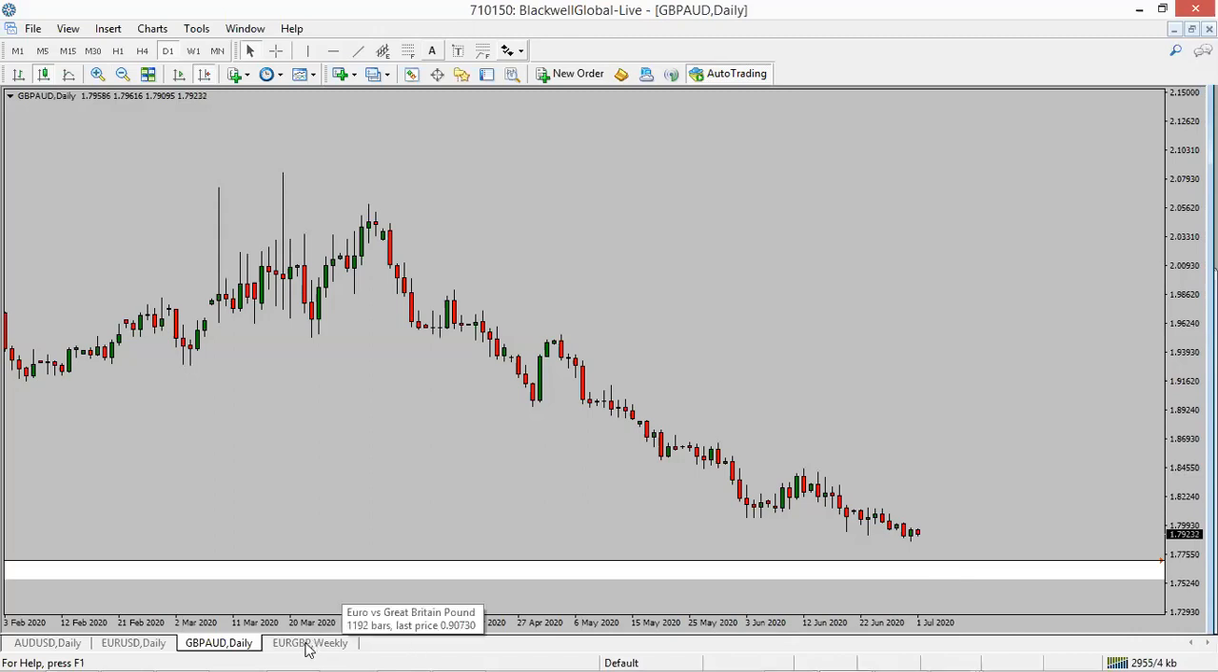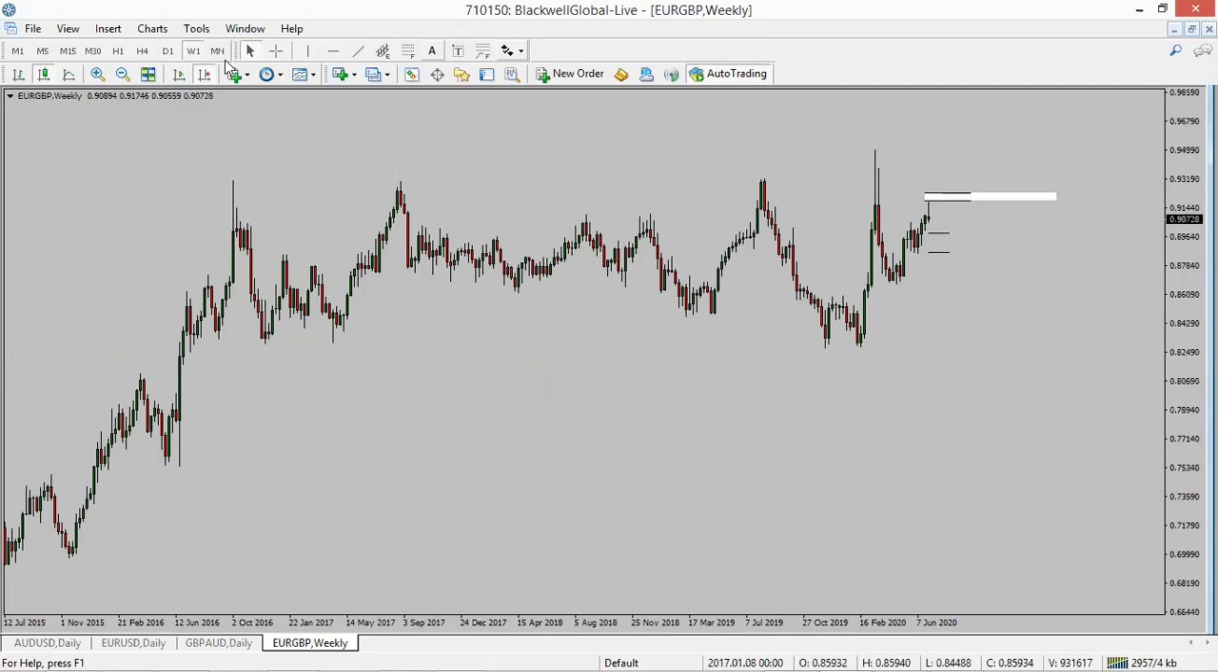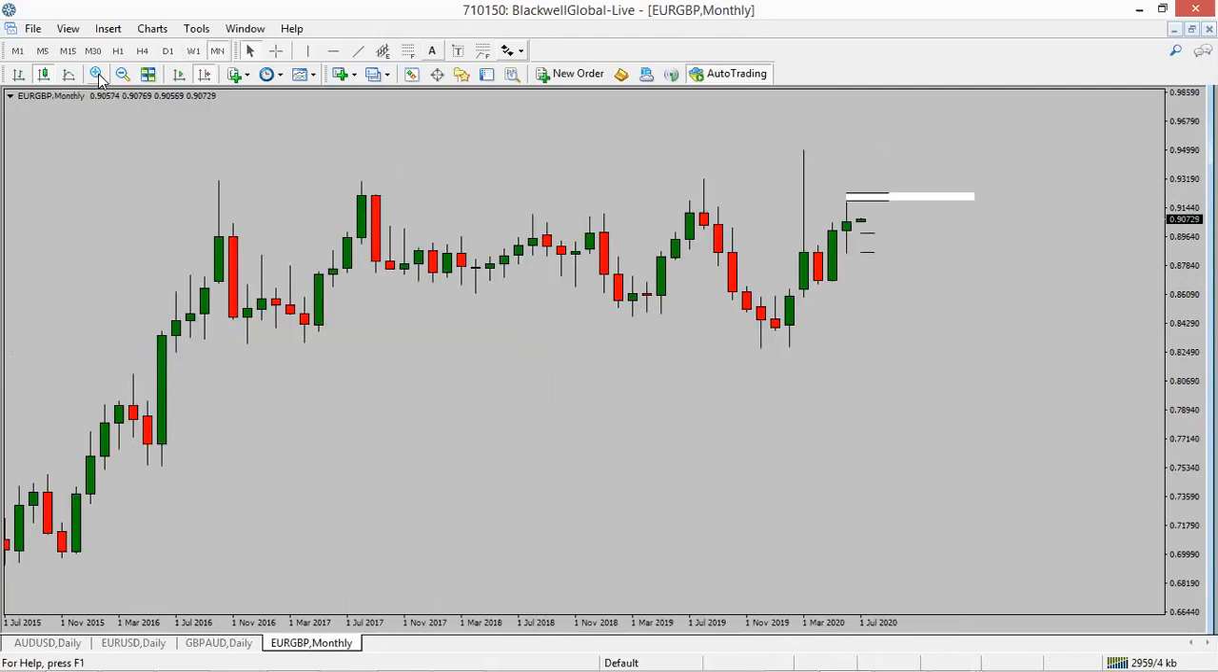Last but not the least, Euro Pound. Euro Pound has been ranging. When you look at the monthly time frame, it has been ranging at this level, up, down, up, down. See the monthly candle just closed around here, and it bounced off resistance. You can see this very long wick around here.